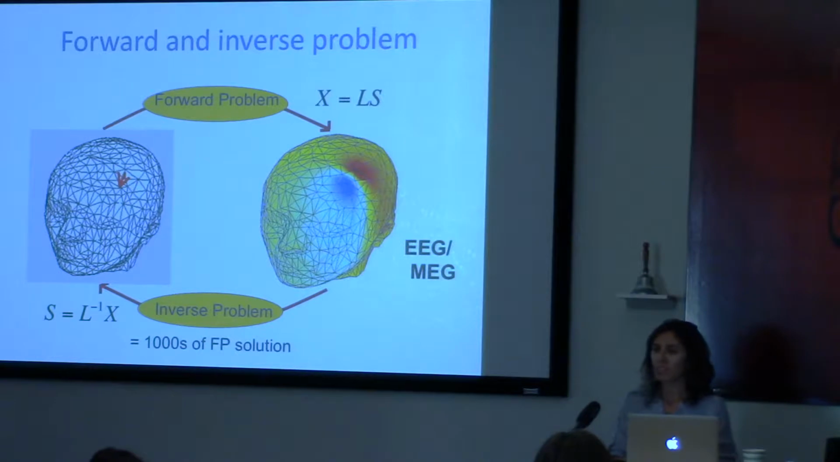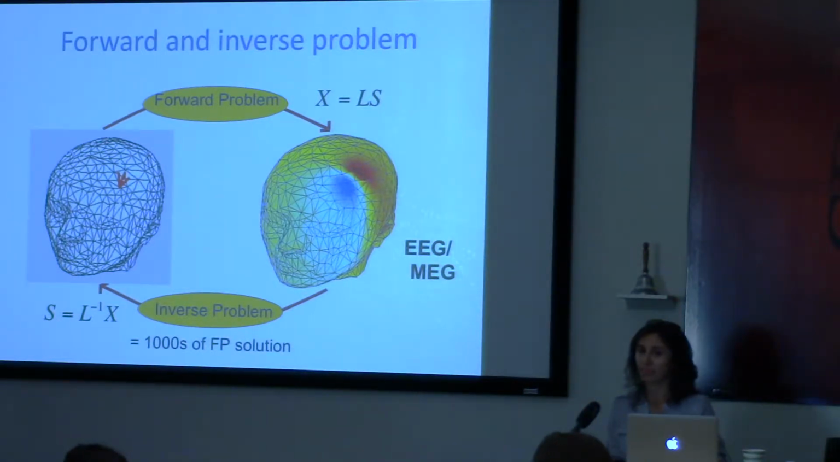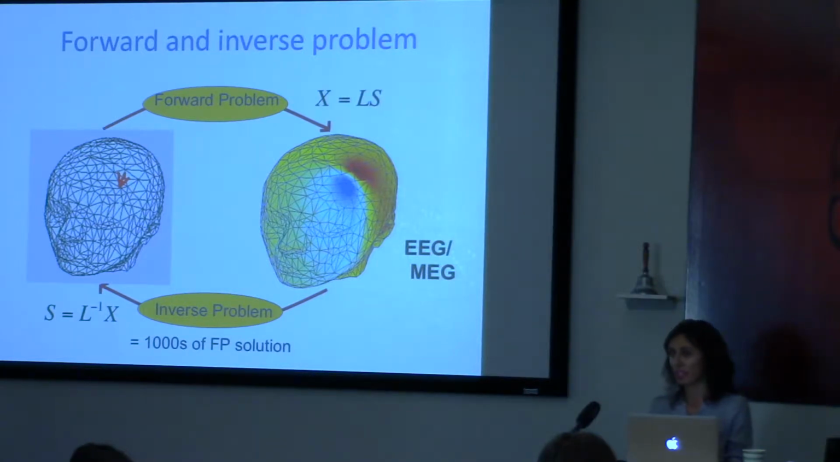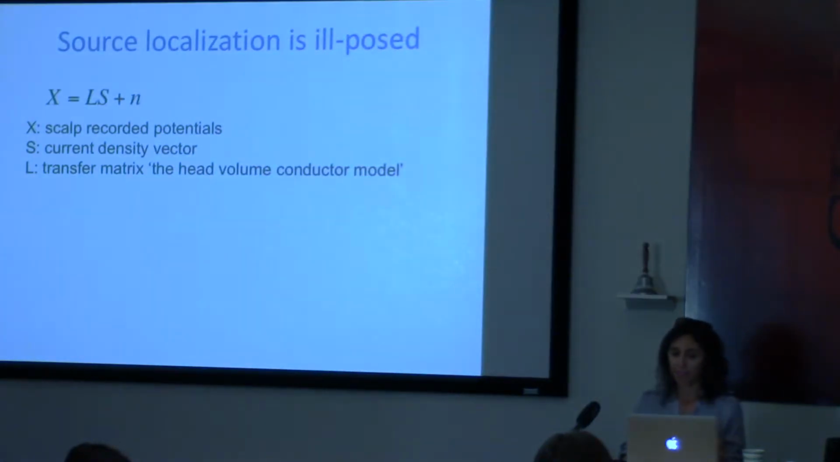The forward problem is calculating the potentials and magnetic field, assuming a source distribution inside the brain and conductivity distribution through the head volume. And this can be solved by biophysical equations, and this would give us a unique solution. However, the inverse problem is not unique. We solve the inverse problem by solving many forward problem solutions.